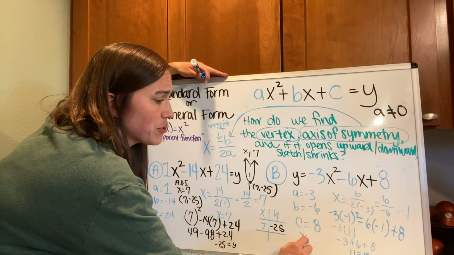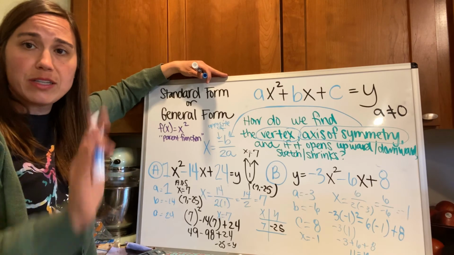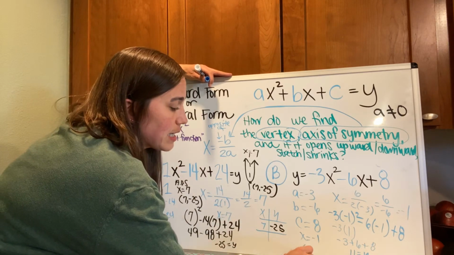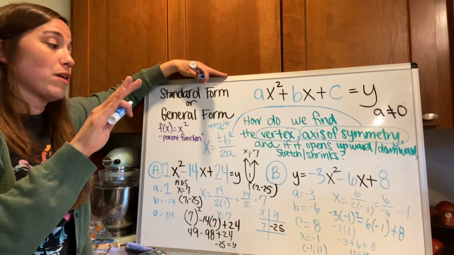So let's talk about what we know. Our axis of symmetry is x equals negative 1. That's, again, that vertical line that's going to divide our parabola into 2 equal parts. My vertex is negative 1, 11. That tells me how low or how high my parabola is going to go.